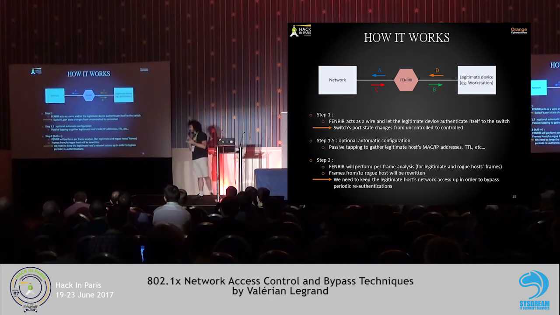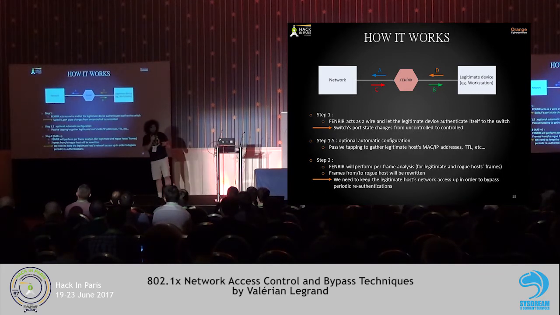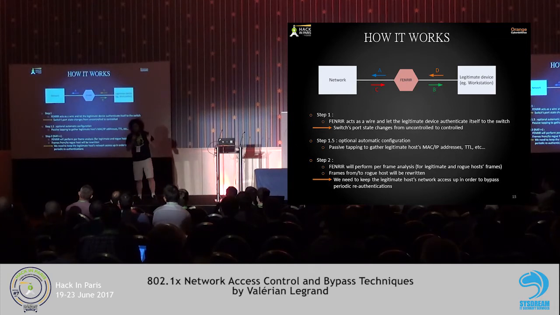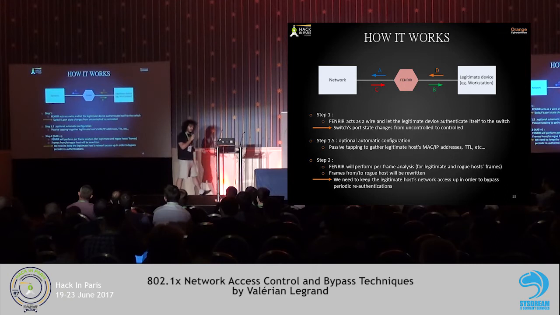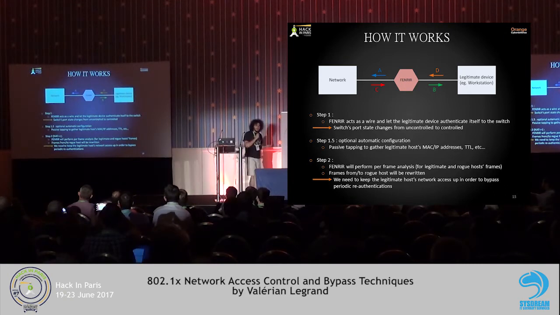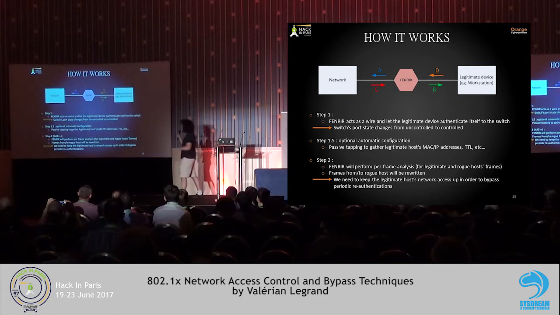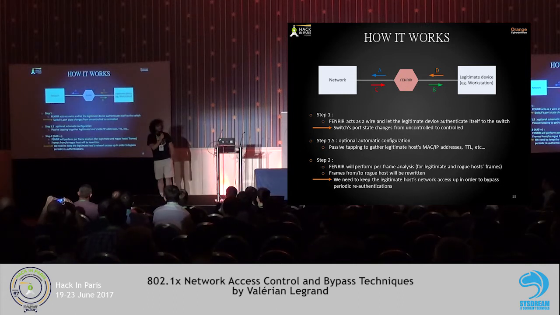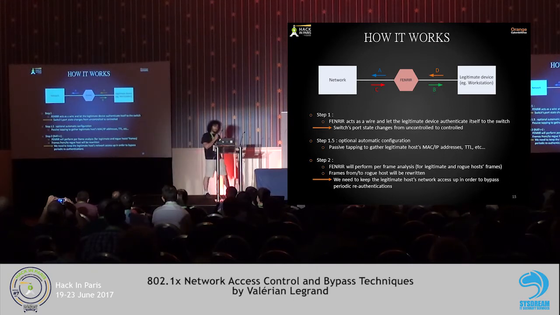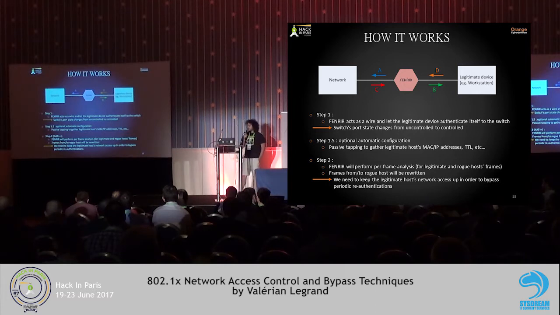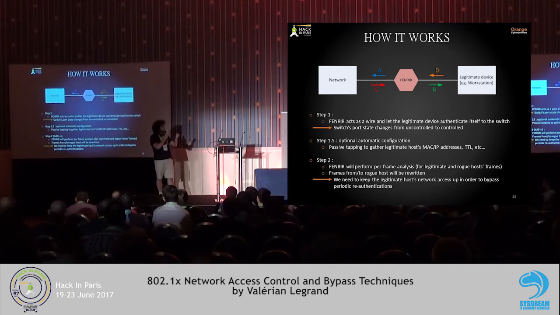So when you start Fenrir, the first thing that it will do is let the legitimate device authenticate itself against the switch, because as you just unplugged the legitimate device to put yourself in between, the switch will ask for a new authentication. So you let the legitimate device authenticate, the switch port goes into the control state, and from now on you can just do whatever you want on the corporate network. You manage to bypass .1x protection. You just need to make sure that every frame sent by the attacker's machine is rewritten so that the IP and MAC addresses come from the legitimate device.